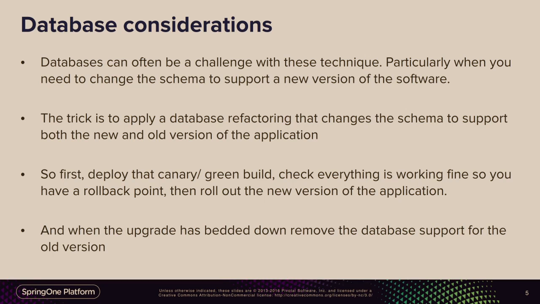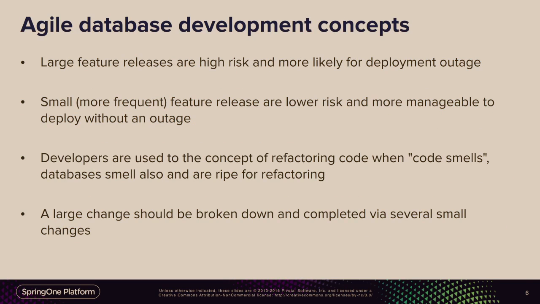Thinking about database considerations, it can often be a challenge with these techniques, especially when you have to change the schema to support new features and new versions of the software. The trick is to apply database refactoring changes to the schema to support both the old and the new version of the application at the same time. First we deploy the canary or the green build, and we check everything's fine, so you do have a rollback point. Then as you're happy, you roll out the new version of the application. And when everyone's upgraded and the upgrade is bedded down, you can come around and remove the database support, or the shim, for the old version.